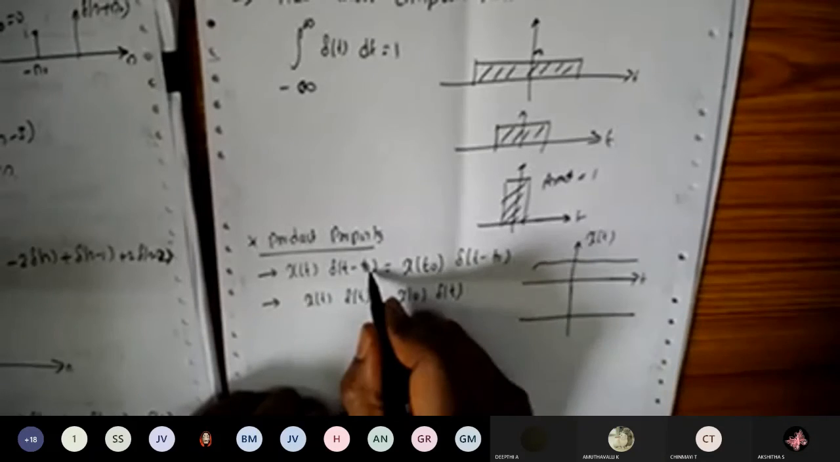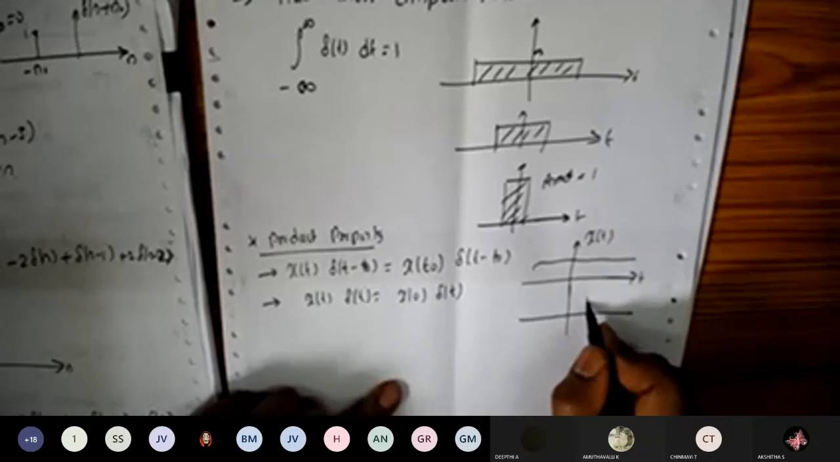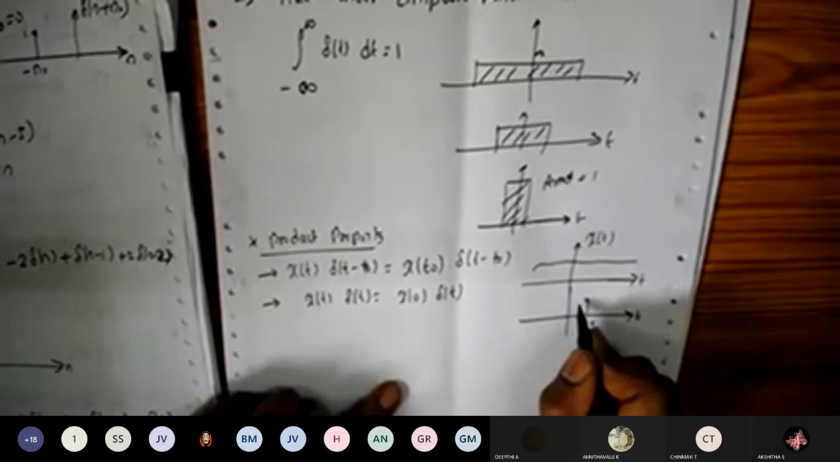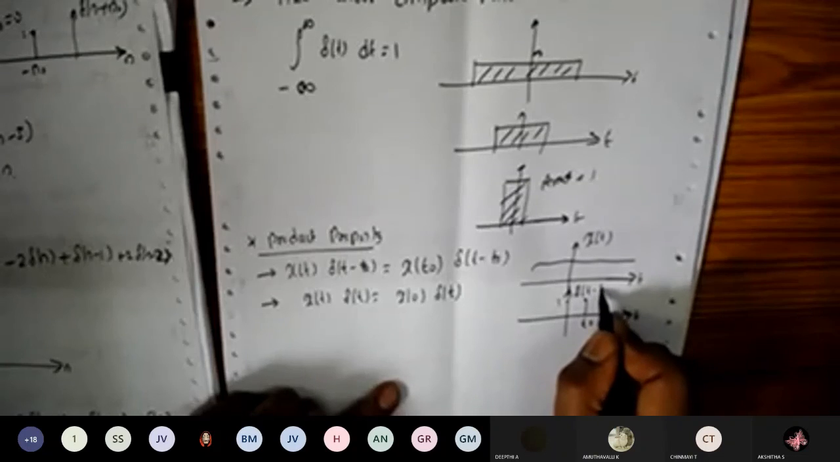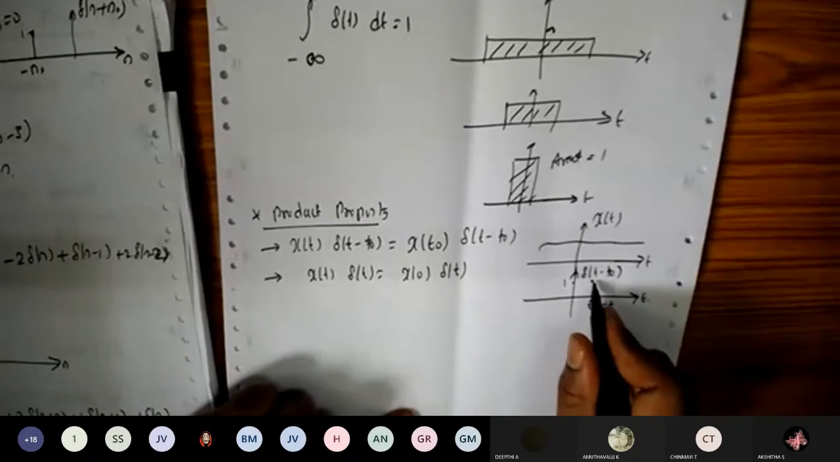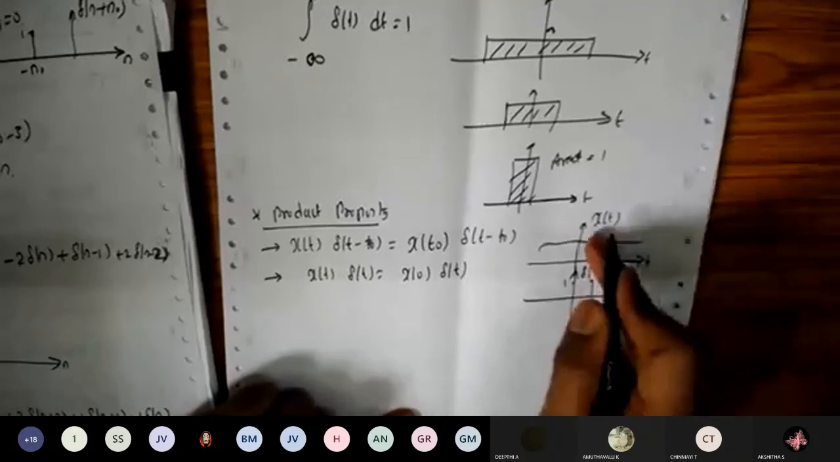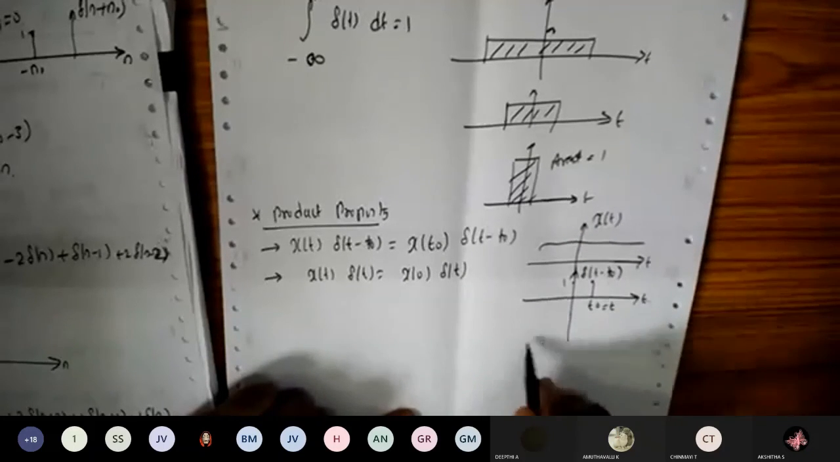And delta of t minus t naught, you know that. At t is equal to t naught, it has the value 1. So this is the delta of t minus t naught here. Correct now? This is the time axis. When I substitute t is equal to t naught here, this will become delta of t minus t naught. So when I take the product of these two waveforms, what will happen here?